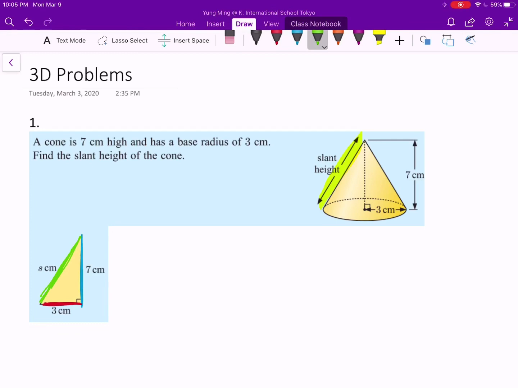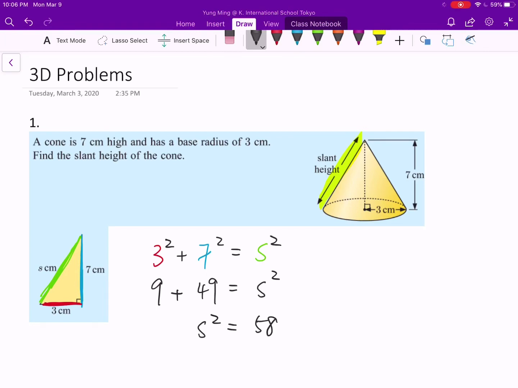There you go. We have our Pythagoras triangle. We have our right triangle over here. So we can plug it into our favorite Pythagoras formula. We got 3 squared plus 7 squared equals S squared. We don't know S, that's what we're solving for. 3 squared is equal to 9, 7 squared is equal to 49, that's equal to S squared. Our S squared is actually equal to 58. We square root that, our S is equal to square root 58.